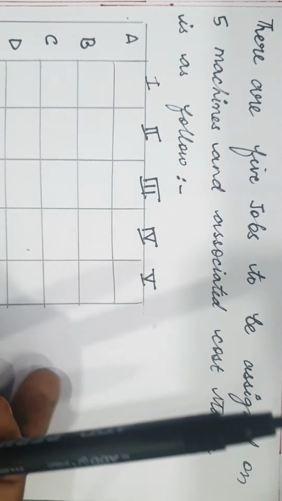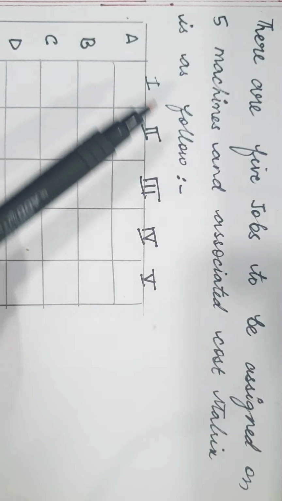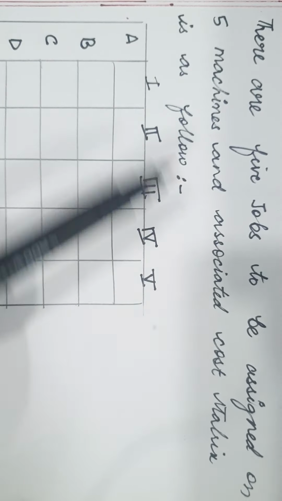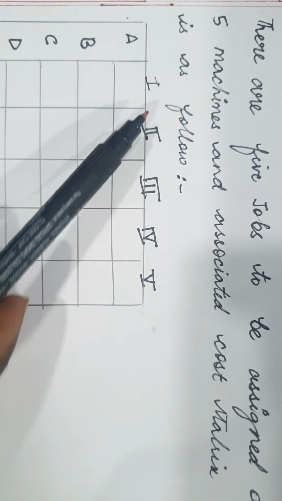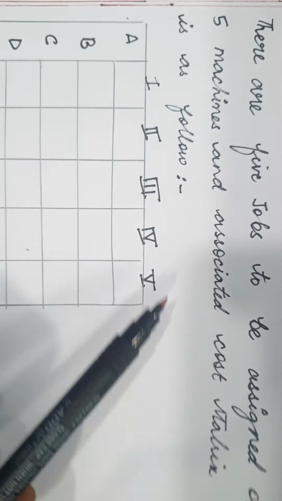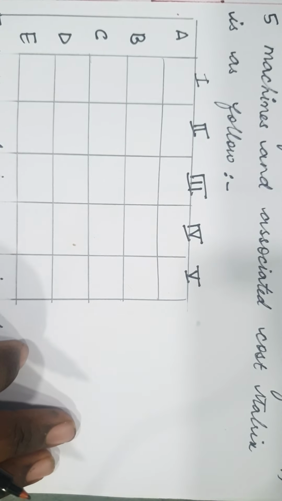Assigned means you have to allocate this job to this person, this job to this person, like this. On the 5 machines, the associated costs are given. Here A, B, C, D, E are given, and machine 1, machine 2, machine 3, machine 4 and machine 5 are given, and values are also given.